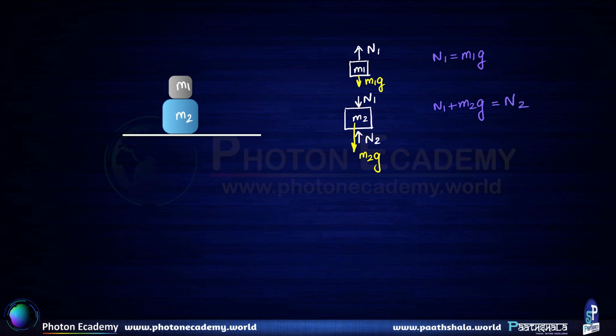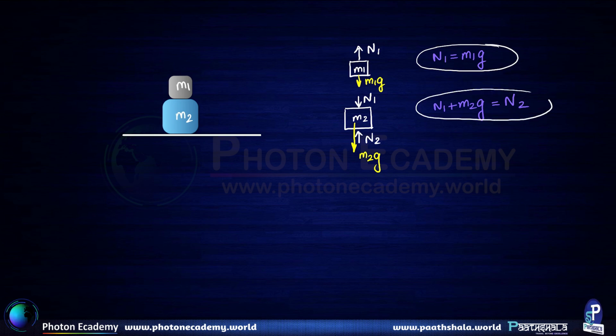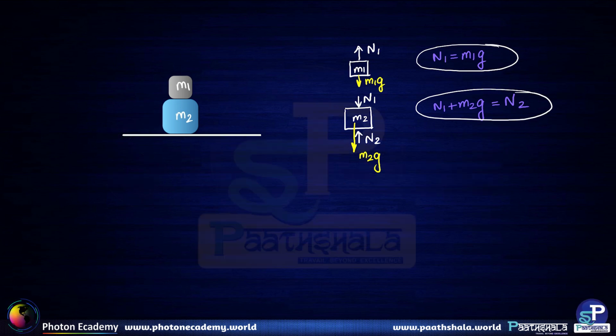So this is a two equation, two unknown system. m1g and m2g are known and the unknown parameters are N1 and N2. The value of N1 is automatically already found out using the first equation, and the value of N2 can be found out by substituting N1 that we have already obtained in the second equation. So we get m1g plus m2g is equal to N2, which makes complete sense.